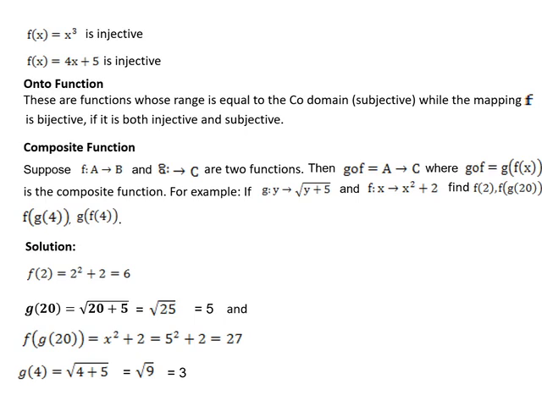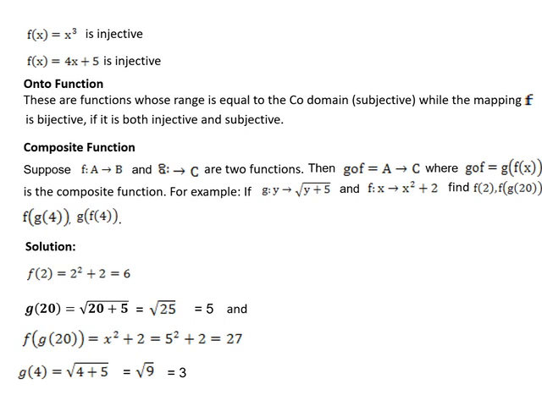So let's go to onto functions. These are functions whose range is equal to the codomain. It is surjective, while the mapping f is bijective if it is both injective and surjective. Here we say if we have a function that is both injective and surjective, we call it bijective.